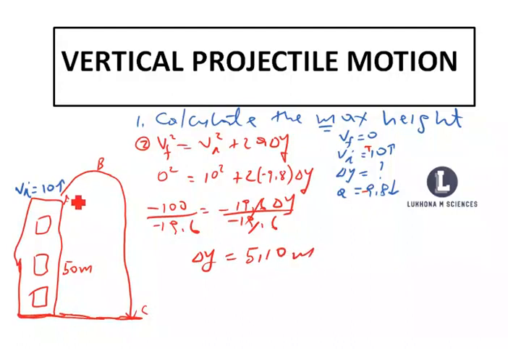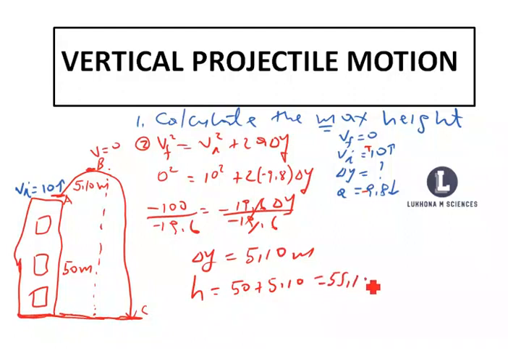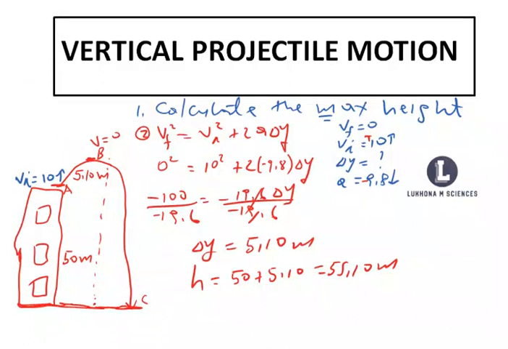Therefore dy is equal to 5.10 meters, which means from here to here, because we used the velocity which is equal to 0, this is 5.10 meters. But the maximum height is from here down to here, which means the height we are talking about will be 50 plus this 5.10, then we get 55.10 meters.